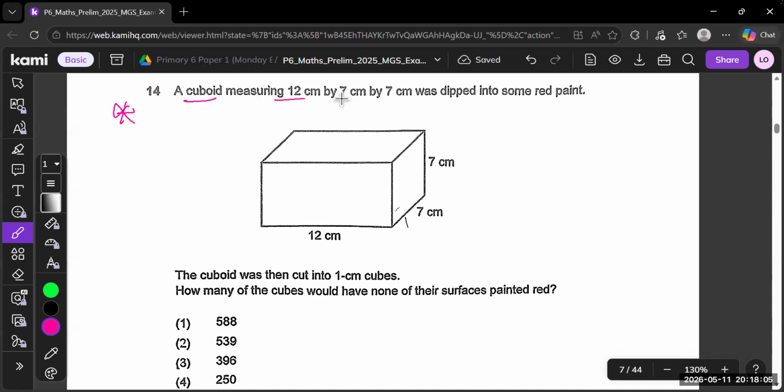A cuboid measured 12 by 7 by 7 was dipped into some red paint. The cuboid was cut into 1 cm cubes. What is a 1 cm cube? It means that every small little cube is 1 cm. It's not the volume.